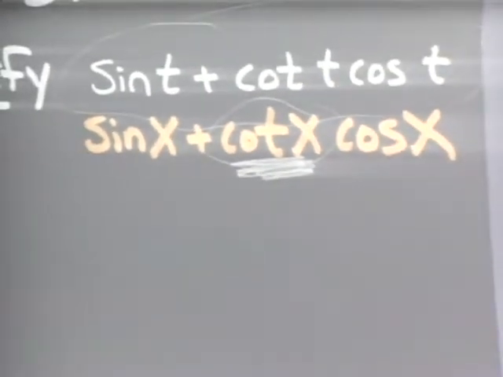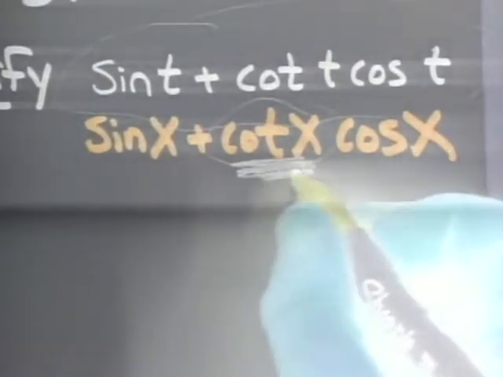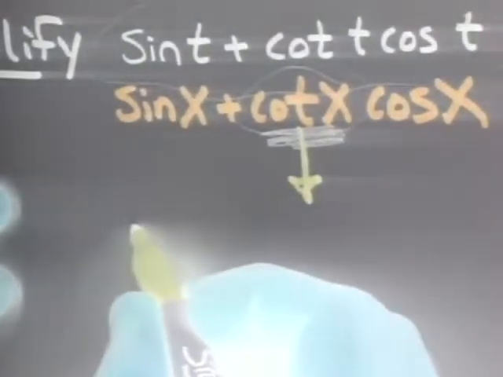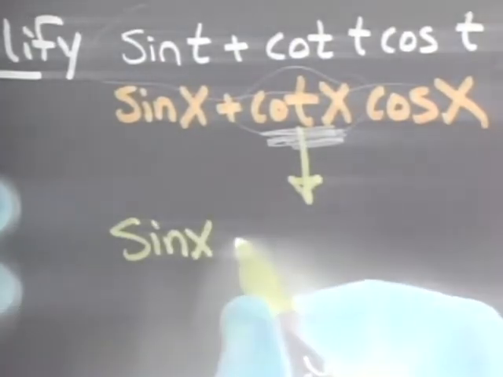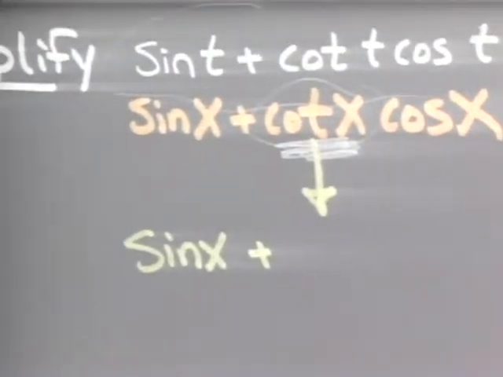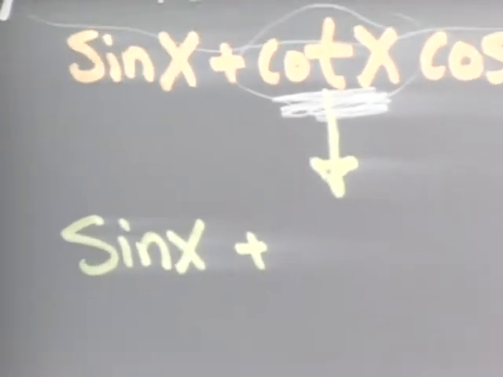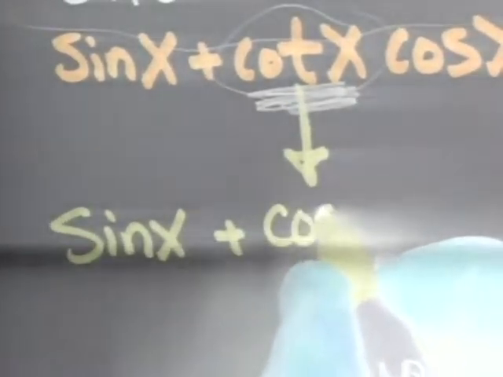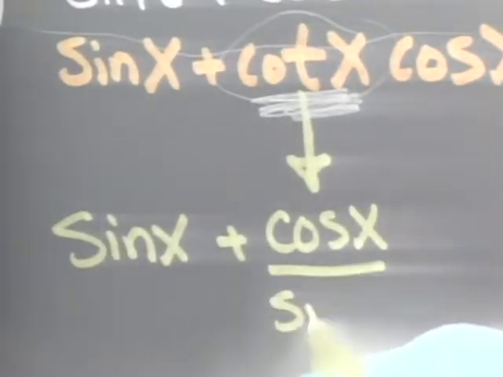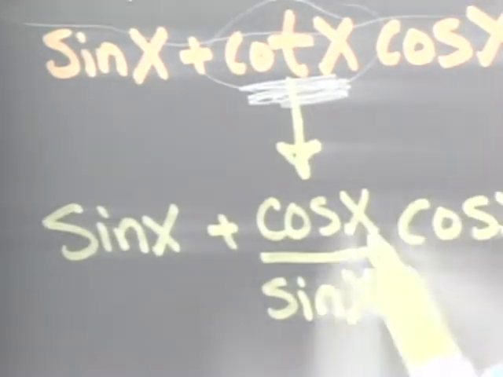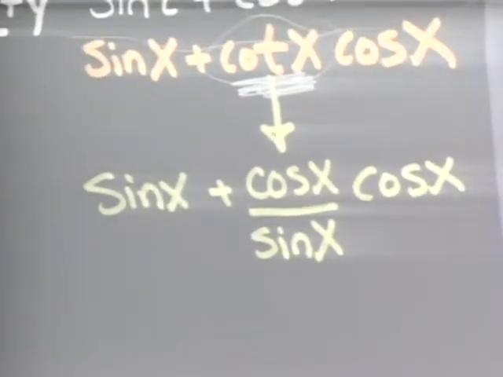Figure out how. So we're going to make a change, and the identities are going to let me change this piece. So I have sine x plus, be careful, cotangent, and I can change that into cosine over sine. And this is going to become cosine x over sine x. And then there's this cosine x right there. Remember, these are being multiplied. All right, so that's what we're going to do.